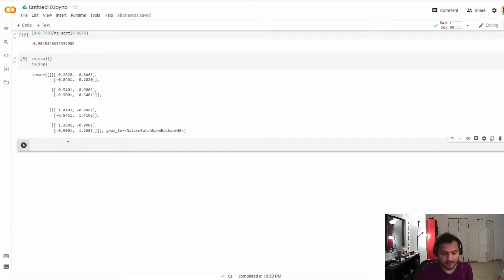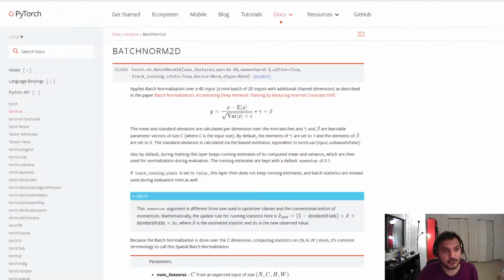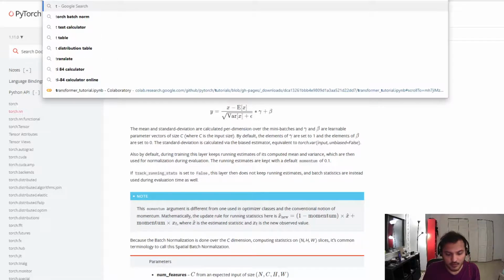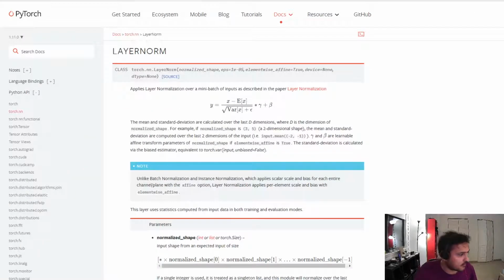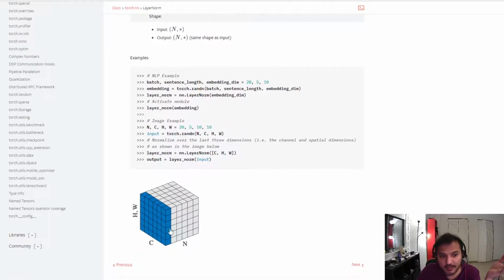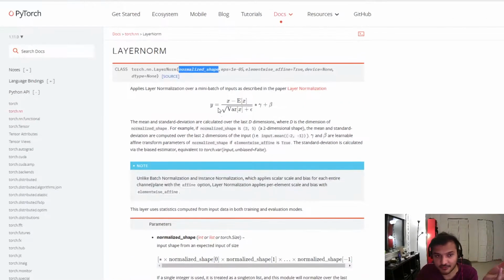So let's look at layer norm. I will create a layer normalization layer. Oh, before that, let's first look into the documentation. All right. So layer normalization takes as input normalized shape. Basically, this means the shape that you need to normalize by. So here you specify the dimensions of the shape of the blue block, basically CHW, the dimensions across which you'll compute the normalization features.